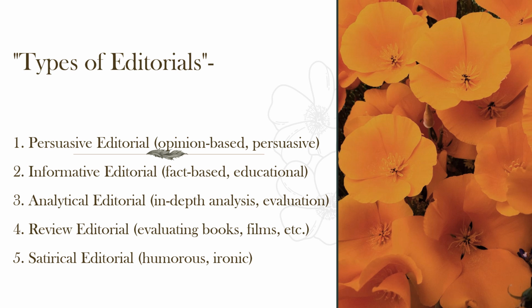The third one is analytical editorial. It is a kind of in-depth analysis or evaluation of a particular issue or news. The fourth one is a review editorial. It may review a book or film or a restaurant or something else. The fifth type of editorial is known as satirical editorial. It will be humorous and ironic. It may intend to correct the system, the political system, in a humorous way.